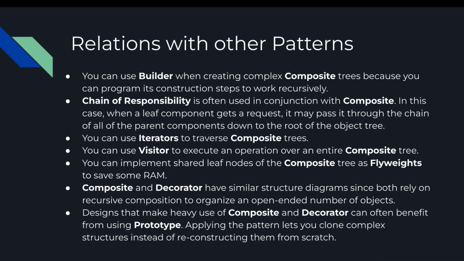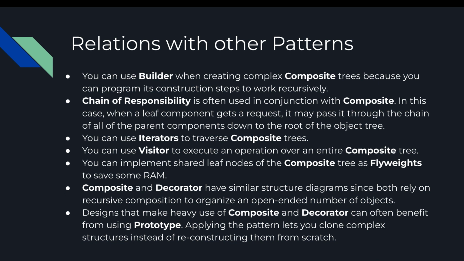Relations with other patterns. You can use Builder when creating complex composite trees because you can program its construction steps to work recursively. Chain of Responsibility is often used in conjunction with composite. In this case, when a leaf component gets a request, it may pass it through the chain of all of the parent components down to the root of the object tree. You can use iterators to traverse composite trees. You can use Visitor to execute an operation over an entire composite tree. You can implement shared leaf nodes of the composite tree as flyweights to save some RAM.